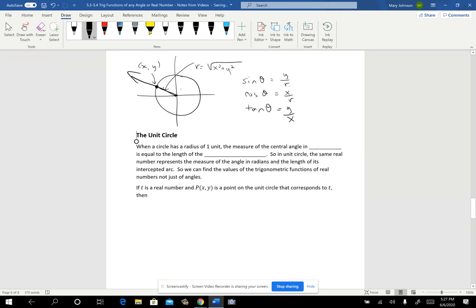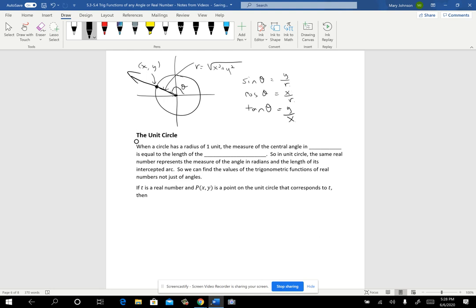Well, the interesting thing that we're gonna do is shrink or expand the size of our circle so that it's very specifically a circle with a radius of 1 unit, because that's gonna simplify things quite a bit. So right now, the circle has a radius of r, whatever r is. But it turns out that if you're trying to do the sine, cosine, or tangent of this angle right here, the size of the circle doesn't really matter.